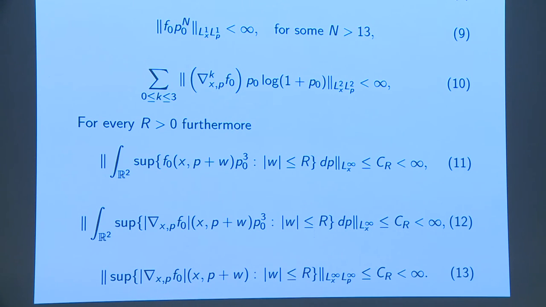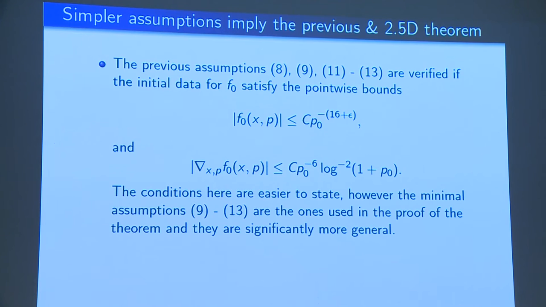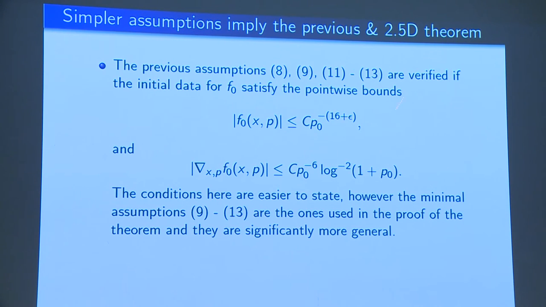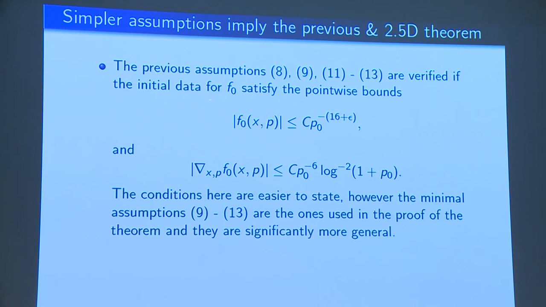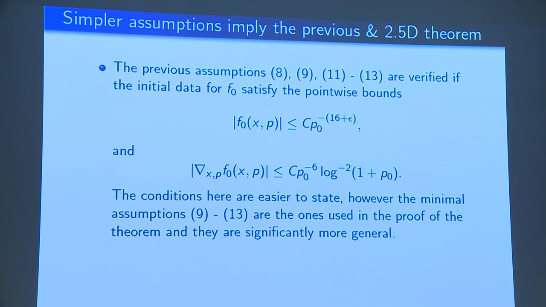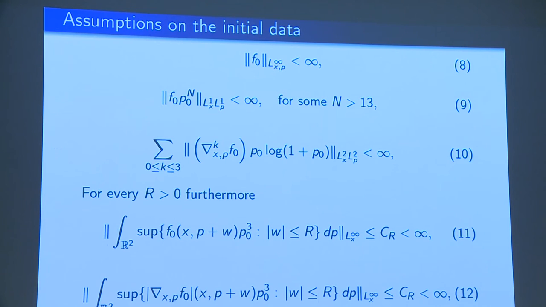So why do we do this? These assumptions are odd, or at least unusual, so I want to explain why we do this. Before I do that, let me just say you can make simpler assumptions if you want. The previous odd assumptions are implied if you assume that F0 is decaying sufficiently rapidly, for example like p to the minus 16 minus epsilon for some small epsilon, and if the gradient is pointwise decaying sufficiently rapidly, for example like p0 to the minus 6 log to the minus 2. You could easily state these assumptions and they'd be less weird, but they're also significantly less general, and they're not what you use. So I want to go back and explain how you use these assumptions.